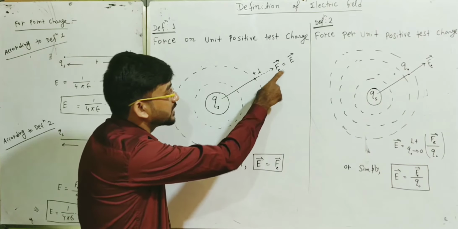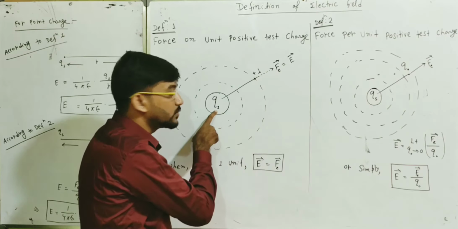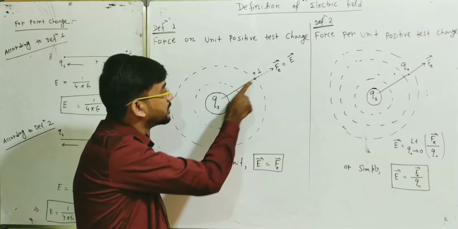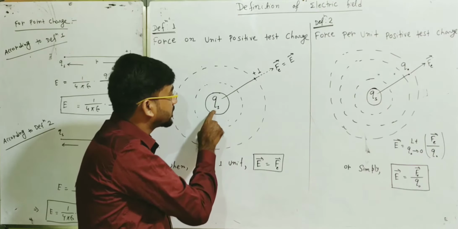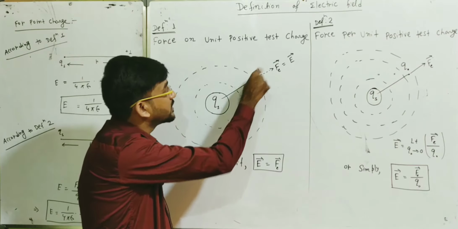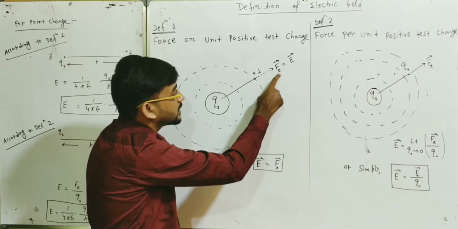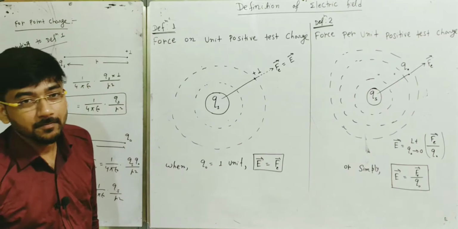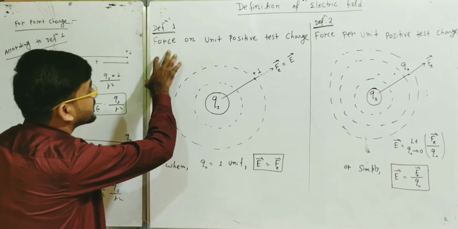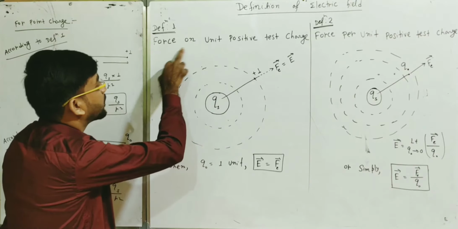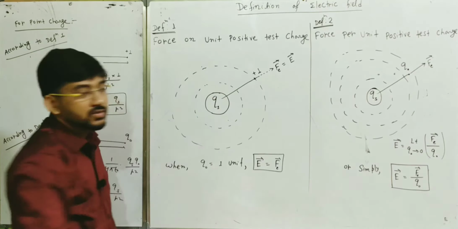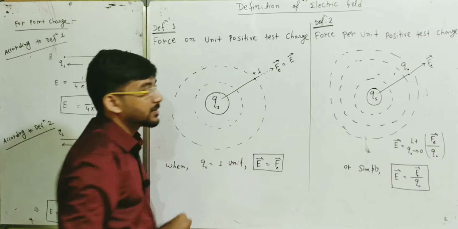Here Fe means the electric force on this plus 1 charge due to this rest charge, that is the source of this electric field. This source charge Qs gives a force to this 1 coulomb charge, which is the test charge, and that force Fe is treated as the electric field E. This is the more conventional way, and in this case the electric field strength is defined like this, that is force on unit positive test charge due to this source charge. This is the electric field.